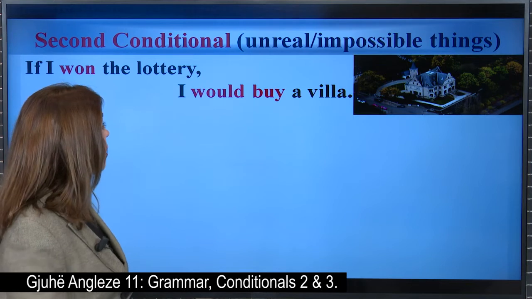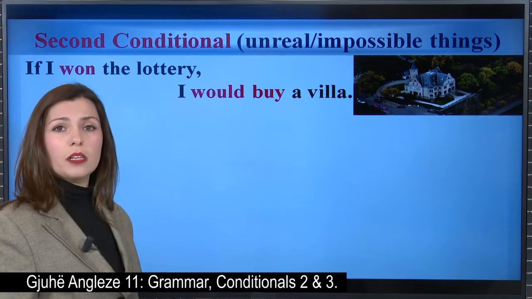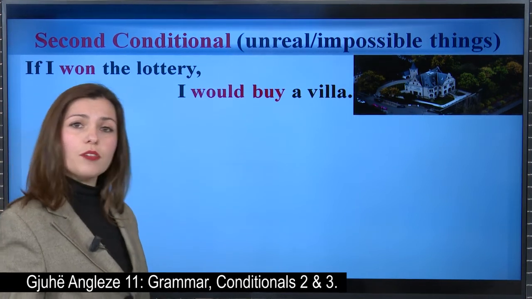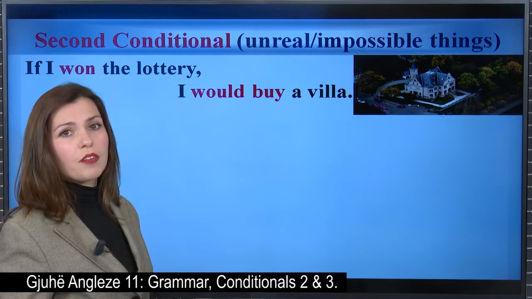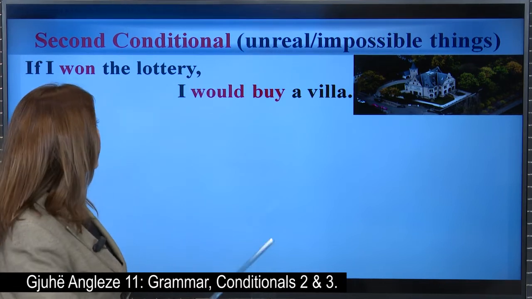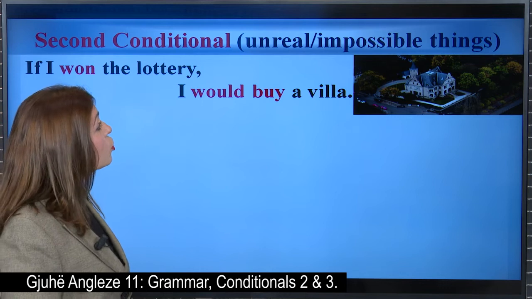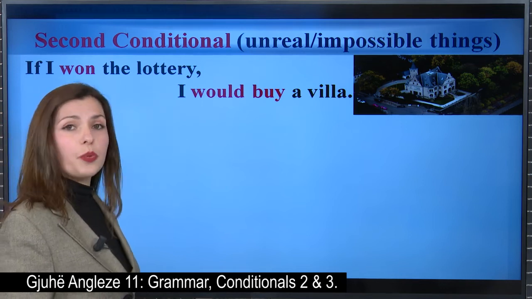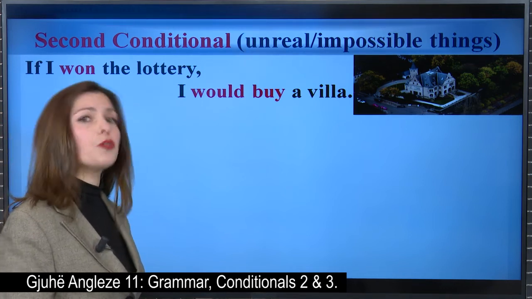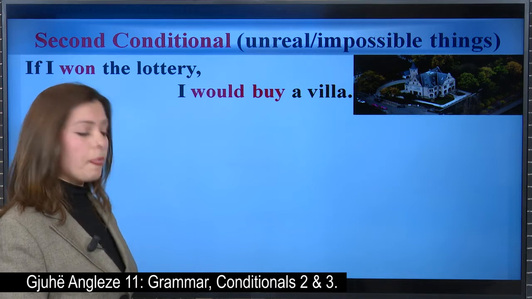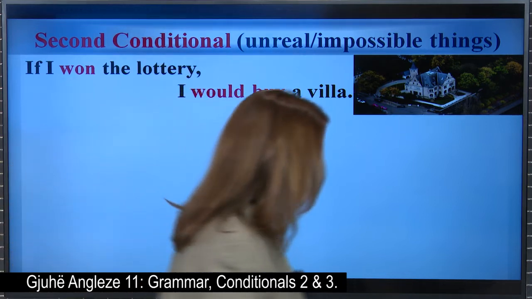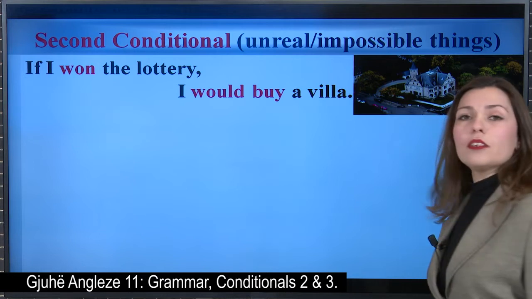As you can see, this is something unreal because until now I haven't won the lottery and I don't have a villa. But I'm saying that if I won, so this is something unreal. But of course it refers to the present. Now, how do we form the second conditional?